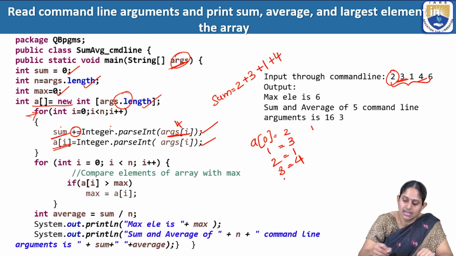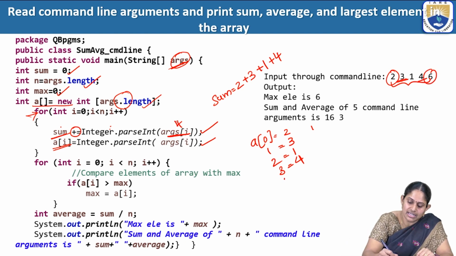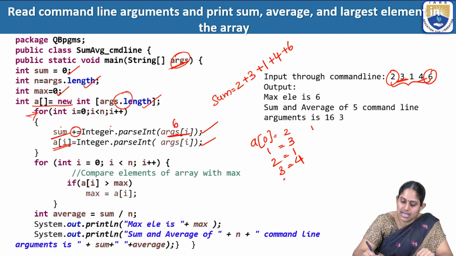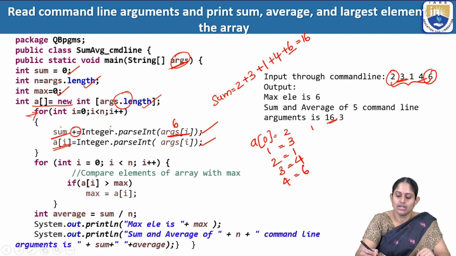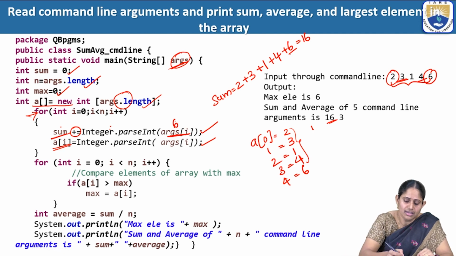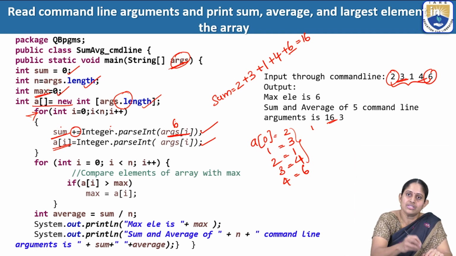Then the next element will be 6. That is converted into integer. So sum will be 16 now, and array of 4 will be 6. So these elements are stored into the array, and sum will be totally 16. So the final output will be 16. Now you have to find the maximum of all these array elements. For that, initially we are assigning the max element to 0. So when you find any element which is greater than max, you set that element as max and then compare it with the other elements.